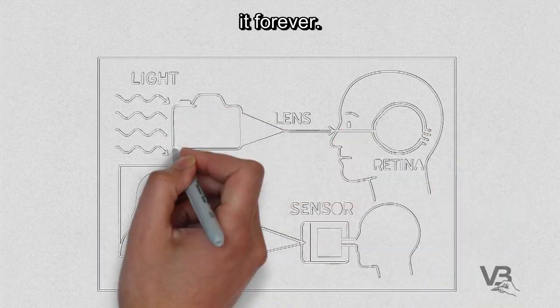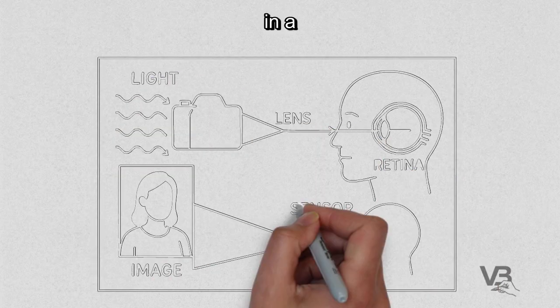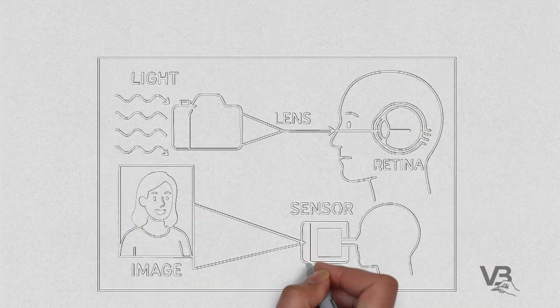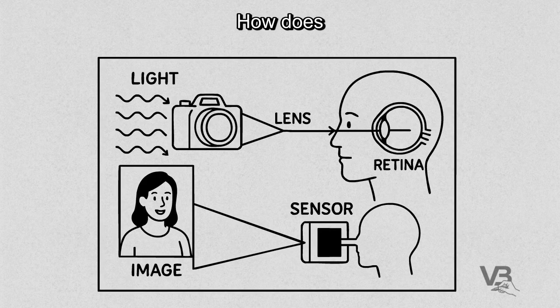and preserving it forever. Today, almost everyone owns a camera, in a smartphone, laptop, tablet, or even a smartwatch. But have you ever wondered how this device actually works? How does light enter the lens, fall on the sensor, and finally turn into a sharp, colorful image? And how do lenses distinguish between different colors?